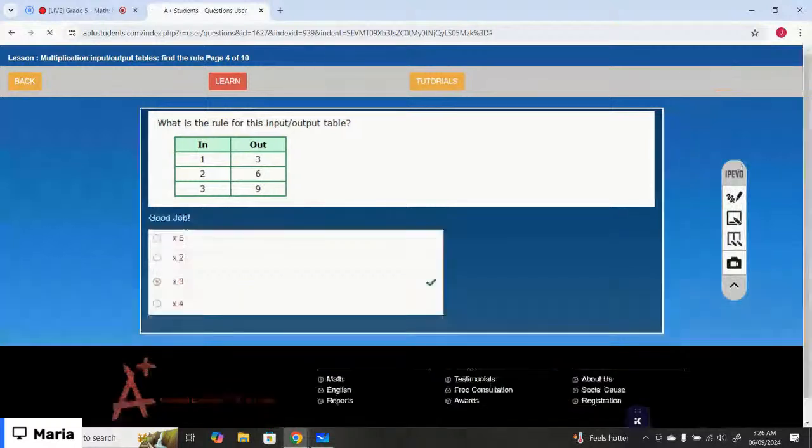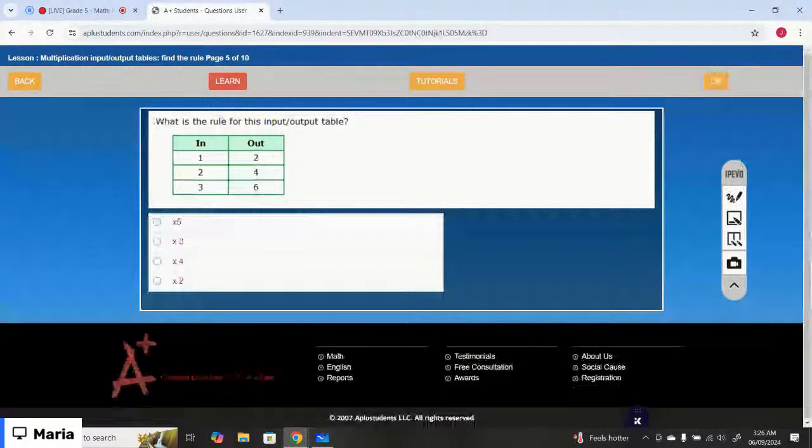Okay, the next one is, what is the rule for this input output table? So which is the correct option? The correct option is 2. You need to multiply each input value by 2 to get the output value. So you need to multiply them by 2. Got it? Okay, you can complete the lesson by yourself later today.